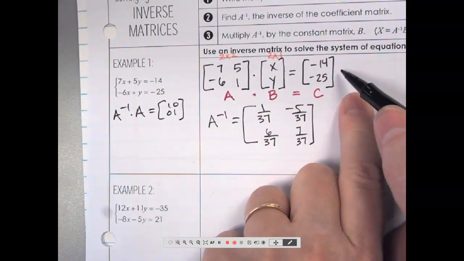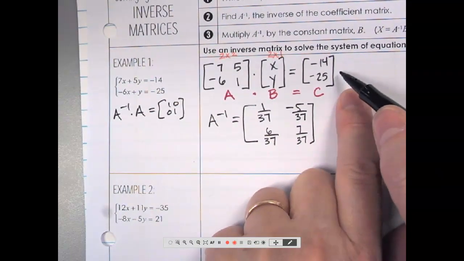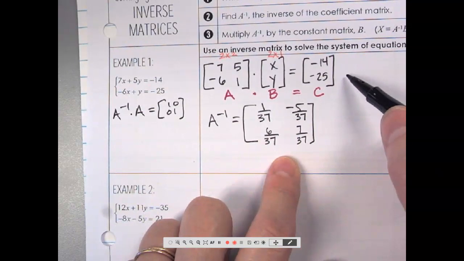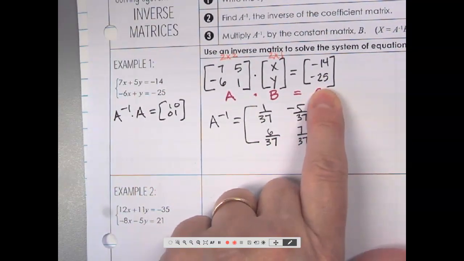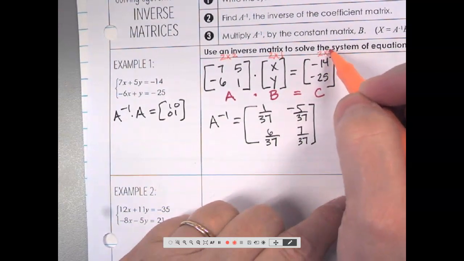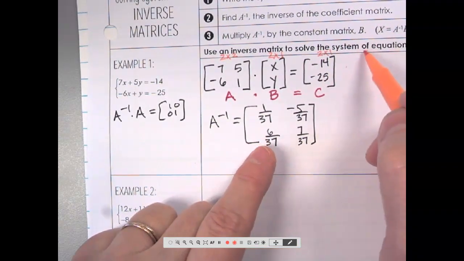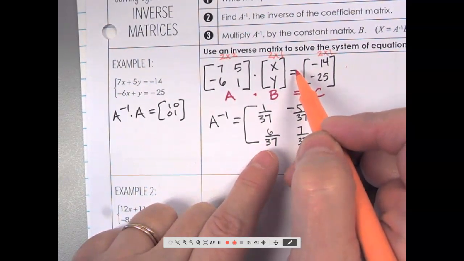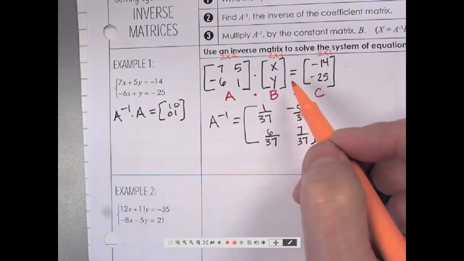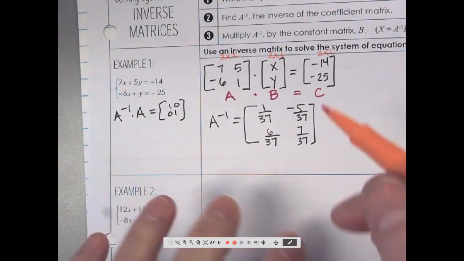Can I multiply on the right by this 2 by 2? What are the dimensions of this one? 2 by 1. Can I multiply by 2 by 2 over here? No. No. What about if I put it there? Then I can do it. Okay, so where I place it matters.